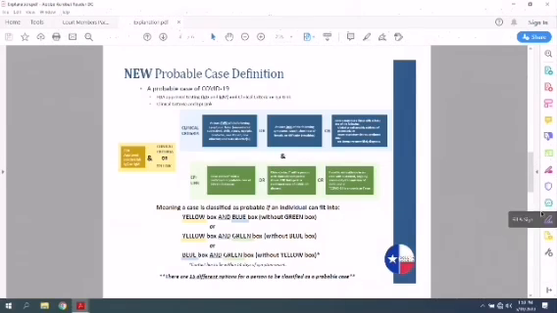So basically, with these 3 boxes, you can be yellow and blue without green to be counted as probable, yellow and green without the blue, and then blue and green without the yellow. But for the blue and green, if you had contact, that has to be within 14 days.